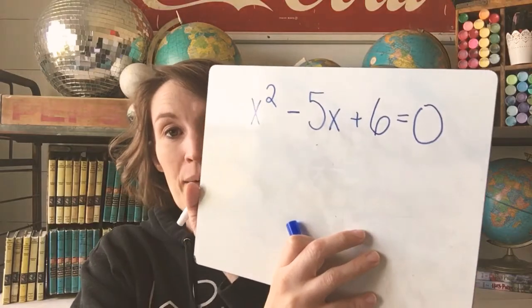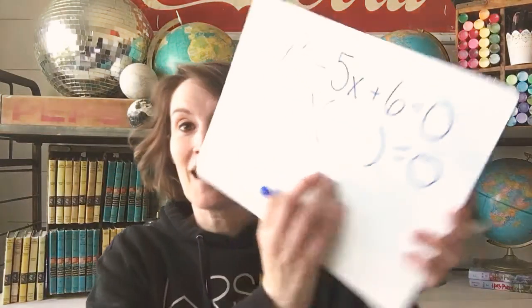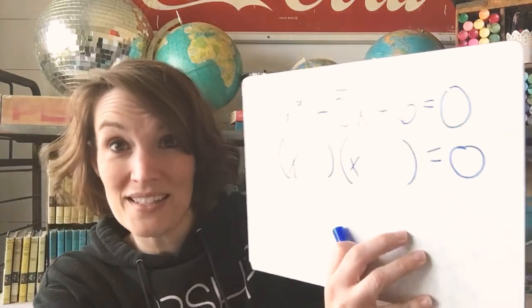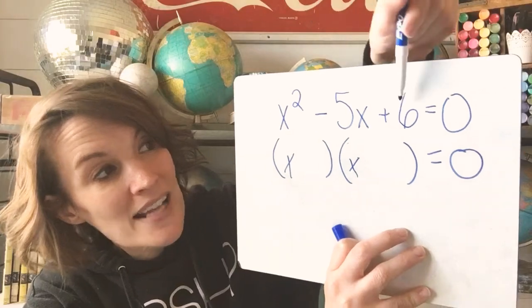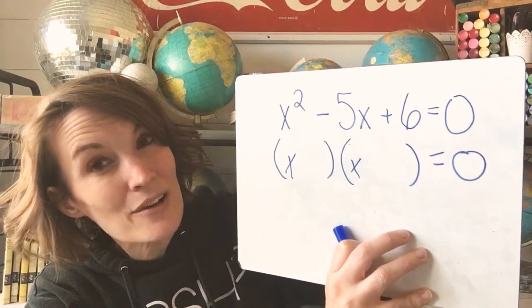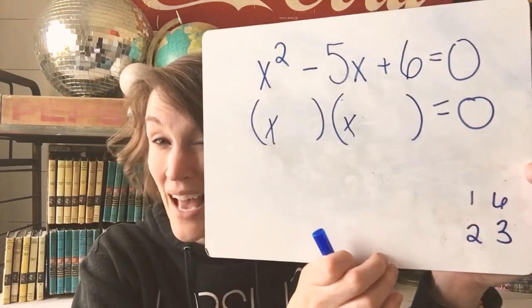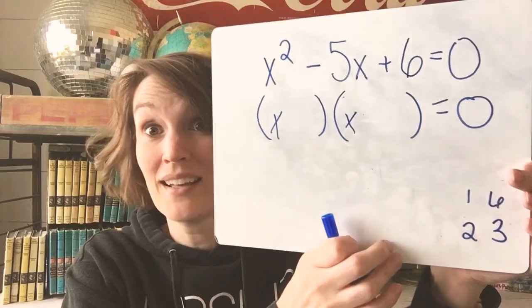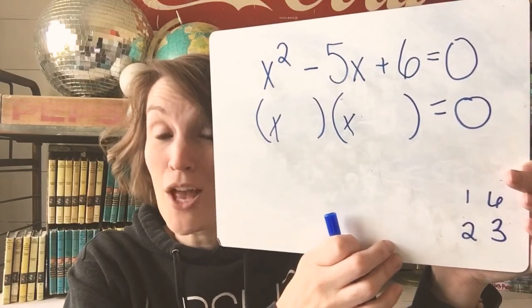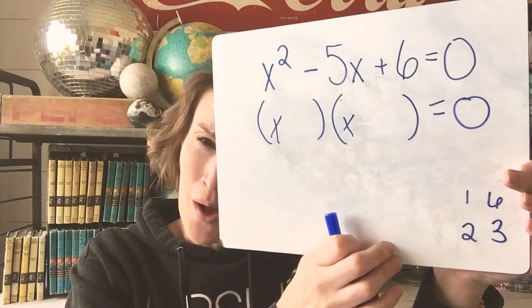So first off, I'm going to factor this into two binomials. Okay, so I have my two parentheses and I have x here and x here because that's what multiplies to give me x squared. Then I ask myself, what two factors of 6 add or subtract to give me 5? So let's think about that. I've got 1 and 6 and 2 and 3. And what's kind of tricky about this is they both can. 1 and 6 subtract to give me 5. 2 and 3 can add to give me 5. So which one's it going to be?